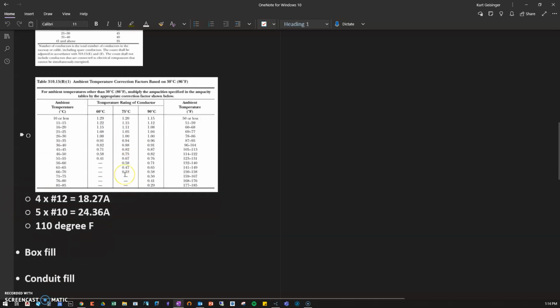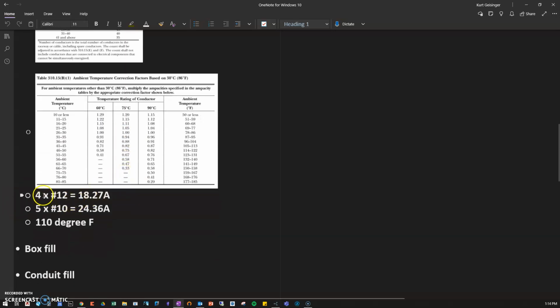And here we have a little example that I threw out here. Let's say I have 4 number 12s, right? And let's forget about this math here, I'm kind of spoiling the ending a little bit. But let's say we have 4 number 12 conductors, and then we have 5 number 10 conductors. So we have 2 different size conductors we're dealing with. Then let's say we run them in an area that is 110 degrees Fahrenheit. What is our new derated ampacity for both conductors, for the number 12s and for the number 10s? So we're going to have to basically do 2 different calculations here.